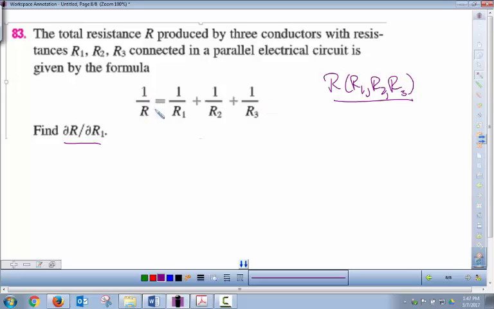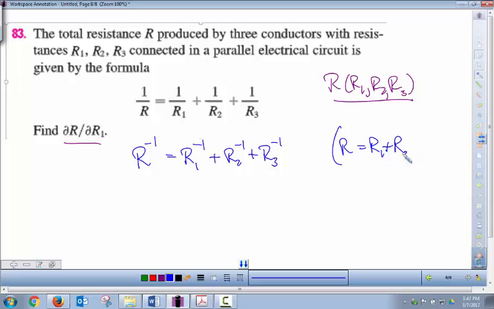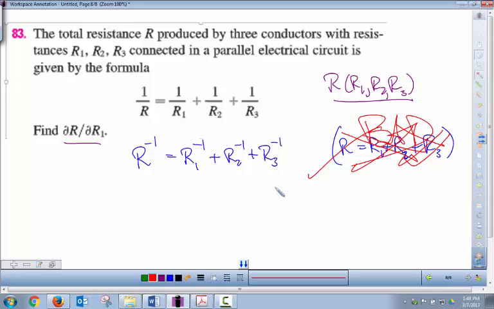All right? So let's rewrite this, maybe this might help a little bit. R to the negative 1 is equal to r1 to the negative 1 plus r2 to the negative 1 plus r3 to the negative 1. Again, just to let you know, this is not R is equal to r1 plus r2 plus r3. You can't just take reciprocals of things that you're adding separately. So this is bad, bad, bad. It's just algebra, but it's a common mistake, so please be careful with that.